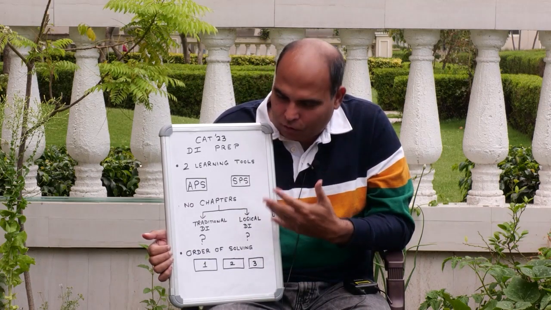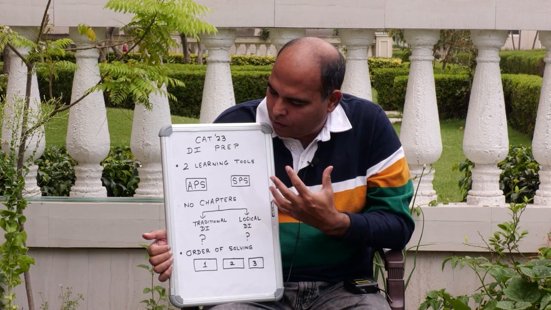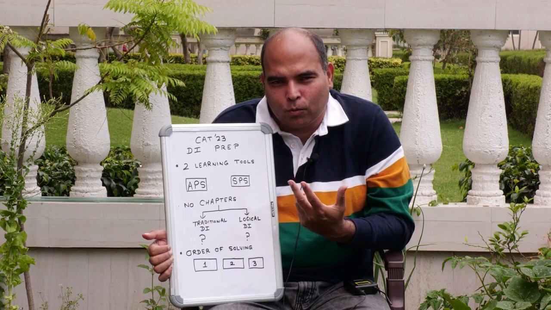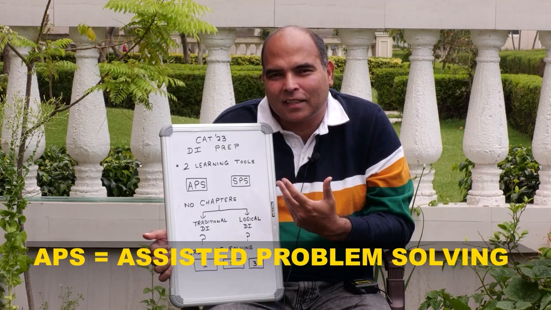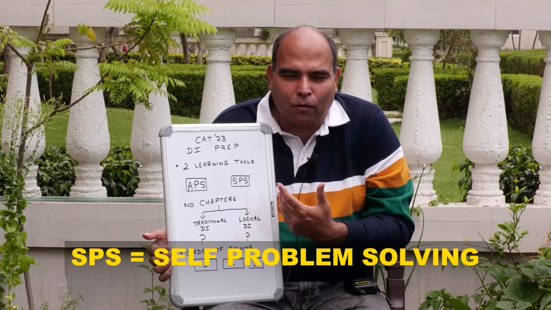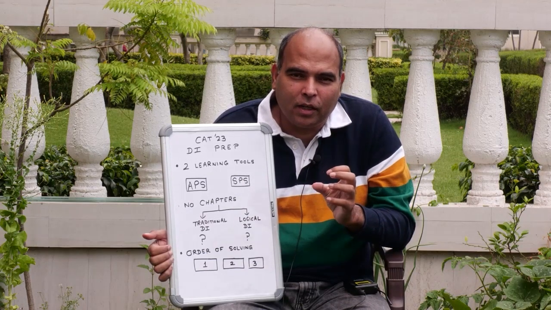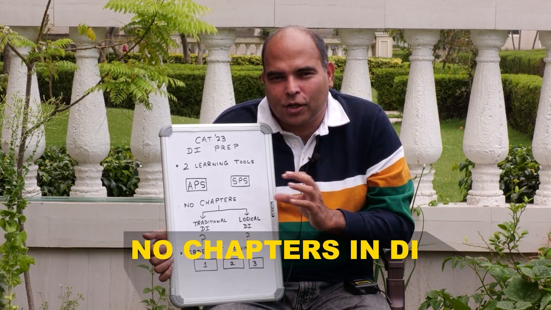In fact, I have put some points here, and I would like to start with the first point: when you're studying data interpretation, there are essentially two learning tools, what I call APS, which is assisted problem solving, and SPS, which is self problem solving. So there are only two learning tools you have in DI. There is no theory element because there are no chapters actually. Data interpretation has no chapters.